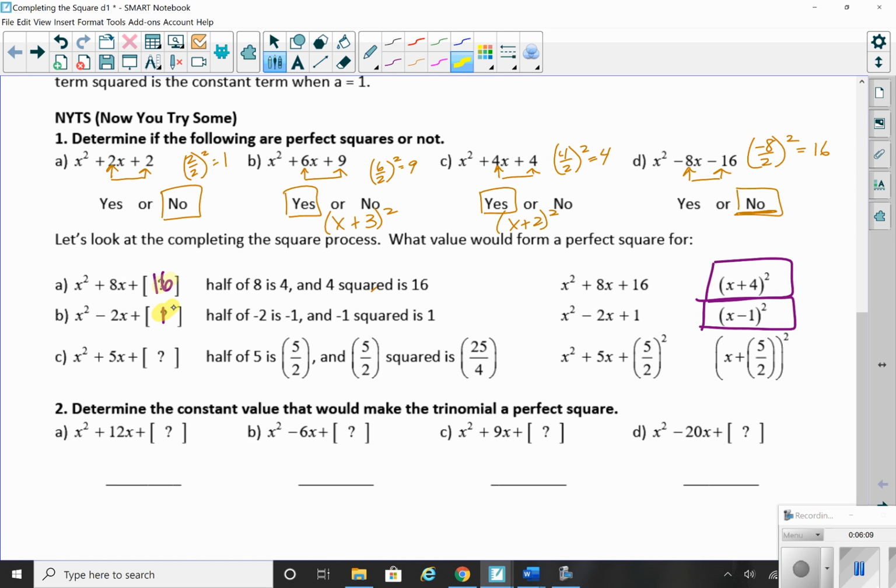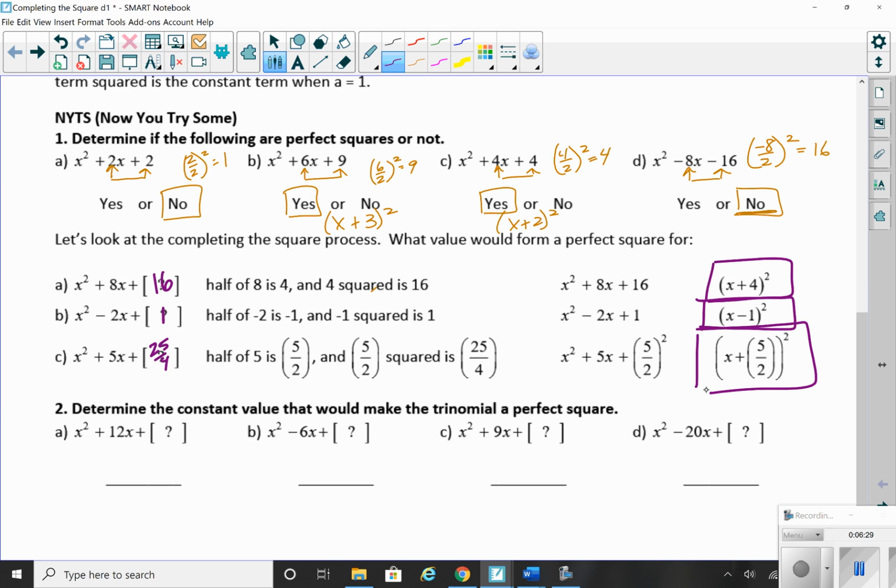In letter C, we have 5. Half of 5 is 5 halves, and 5 halves squared, well, 5 times 5 is 25, 2 times 2 is 4. So the magic number that we'd be plugging in here is 25/4. Again, this would factor into x plus 5 halves, the quantity squared.